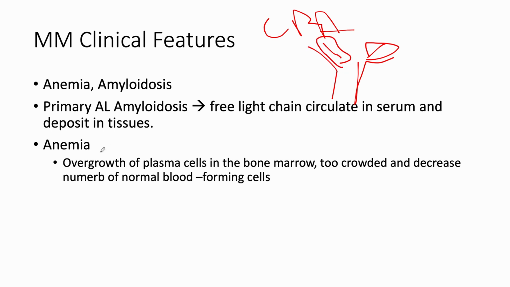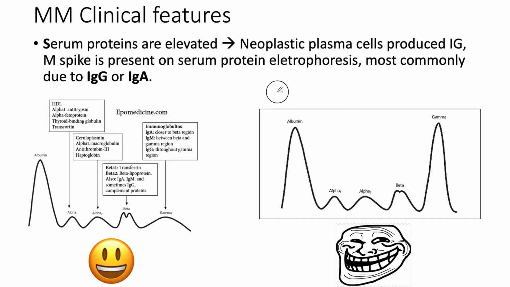Anemia. Why are we having anemia? The reason we're having anemia is because of the overgrowth of plasma cells in the bone marrow, and this leads to too much crowding and leads to a decreased number of blood cells or forming cells. Now we spoke about C, we spoke about A, we spoke about B, which is the bone marrow involvement. I spoke about it in the previous slide.